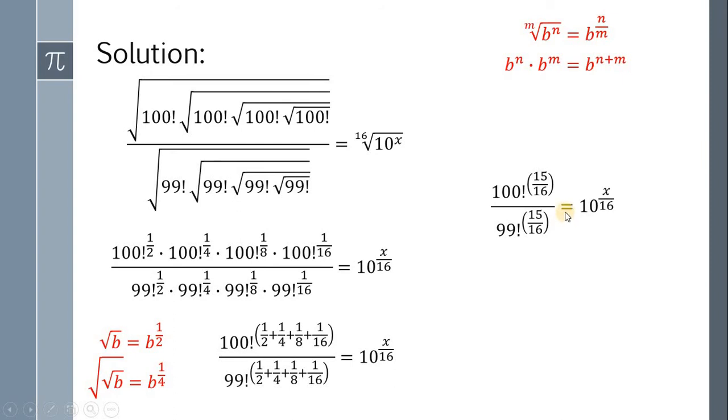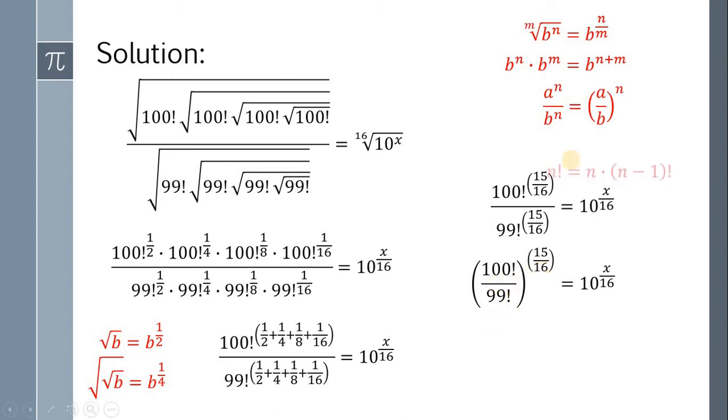Next, using some laws of exponent again, if we have a raised to n all over b raised to n, this is equivalent to the quantity a over b raised to the power of n. Therefore, the left-hand side becomes 100 factorial over 99 factorial raised to 15 over 16.